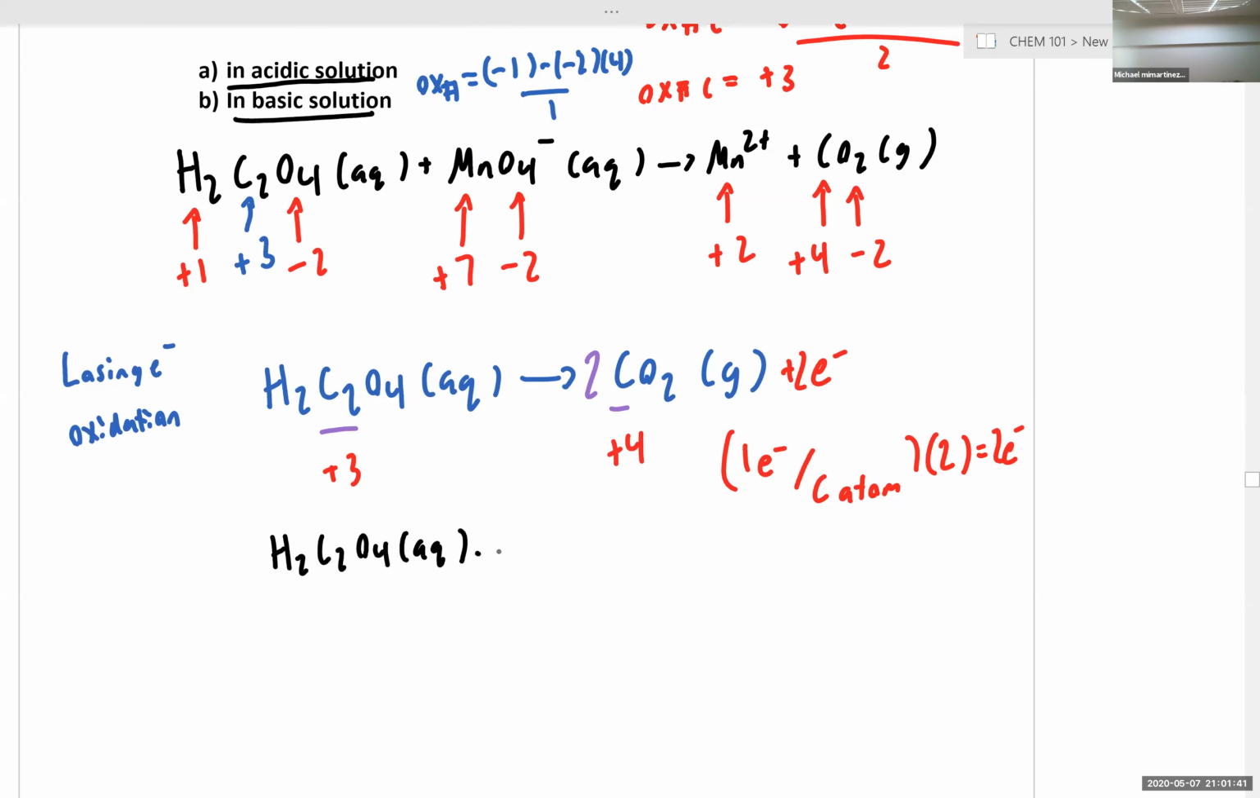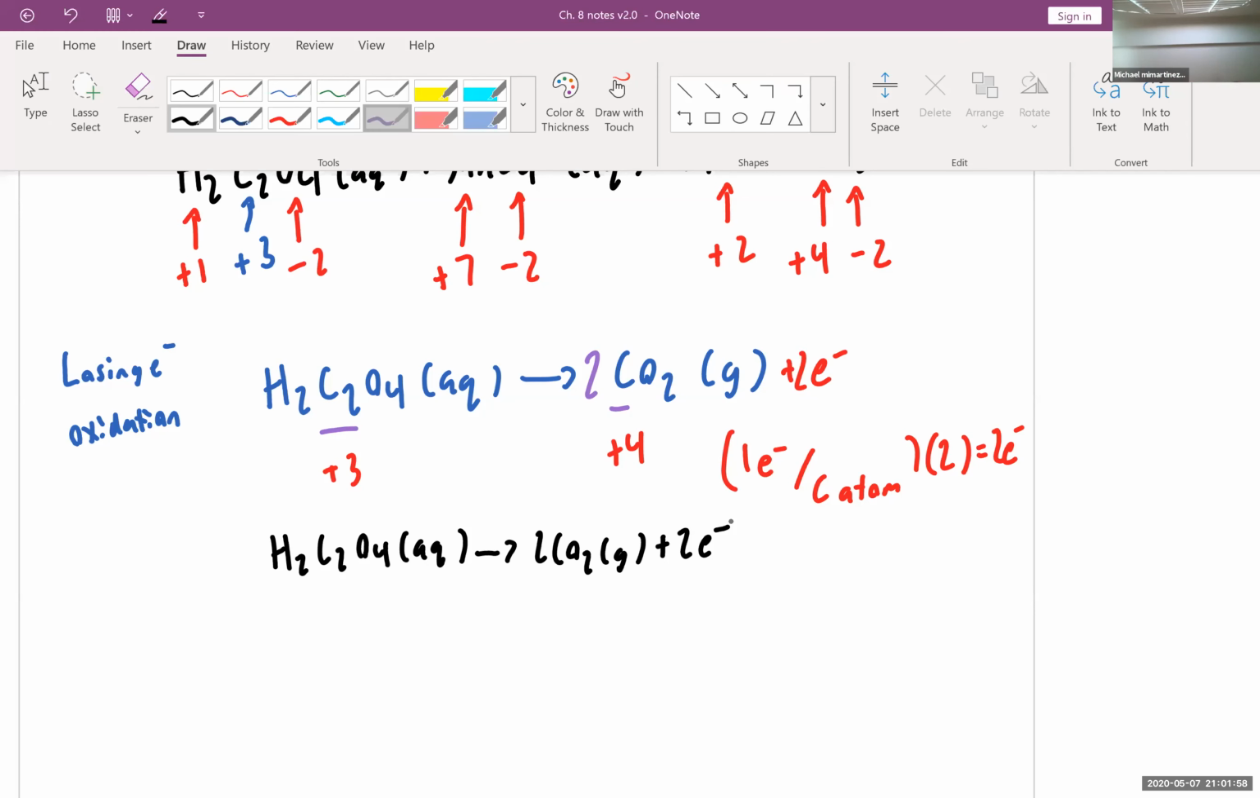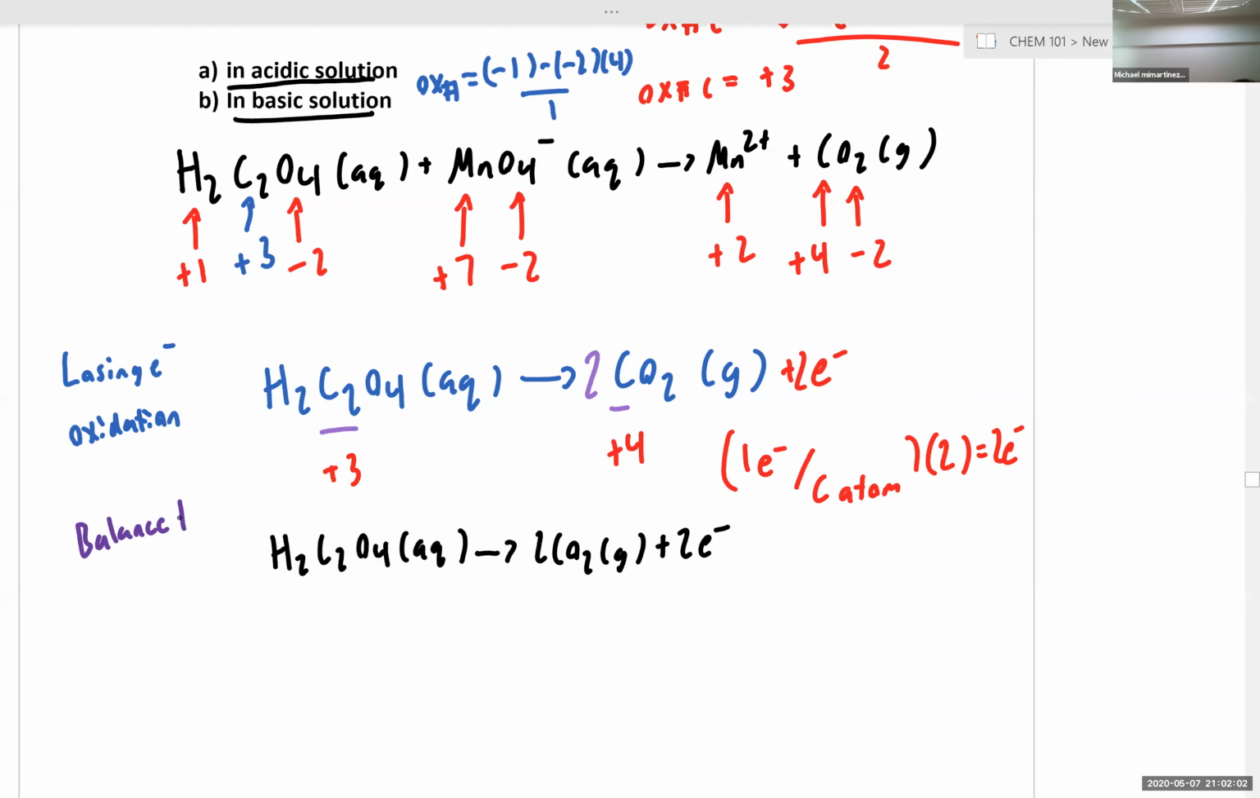Are all of our atoms balanced in this case? Do we have the same number of atoms of every element on each side? No, we need to balance hydrogen. And in order to balance hydrogen, we add H+. So how many H pluses do we need to add? If we have 2 hydrogens on the left, how many H pluses do we need on the right? 2. Okay, perfect. And here we have a balanced half reaction.